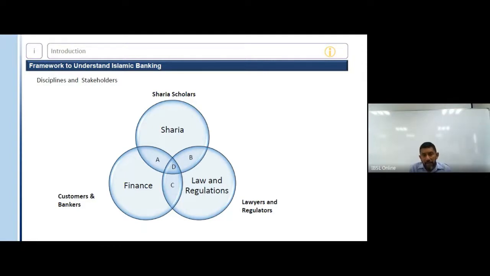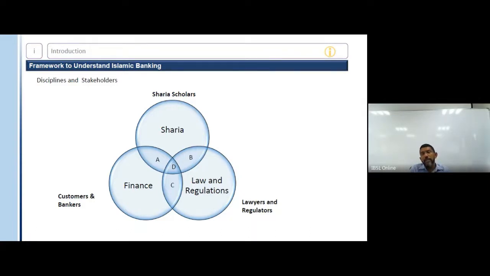So that's a broader framework to understand Islamic banking and Islamic finance in general, and we can relate this to individual products too. So every product that we talk about, you need to think in terms of this broad framework to understand how we move on. What I said is you need to ensure Sharia principles are met.